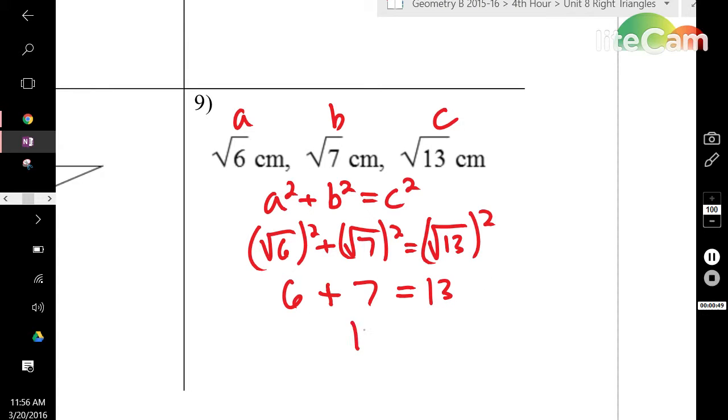6 plus 7 is 13. 13 does equal 13. Therefore, yes, it's a right triangle.